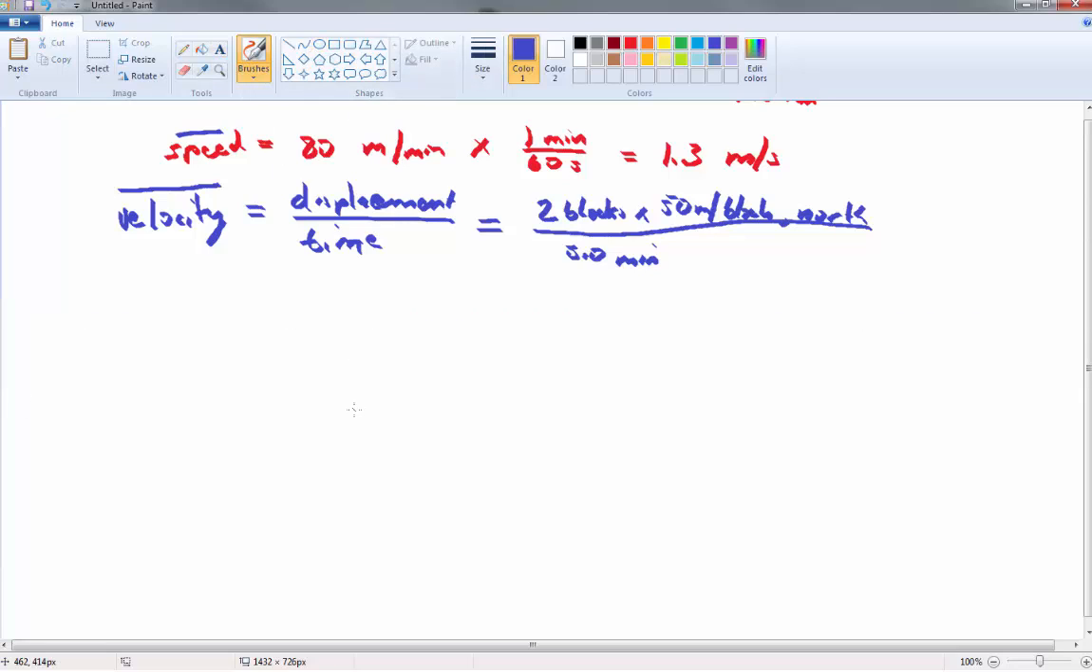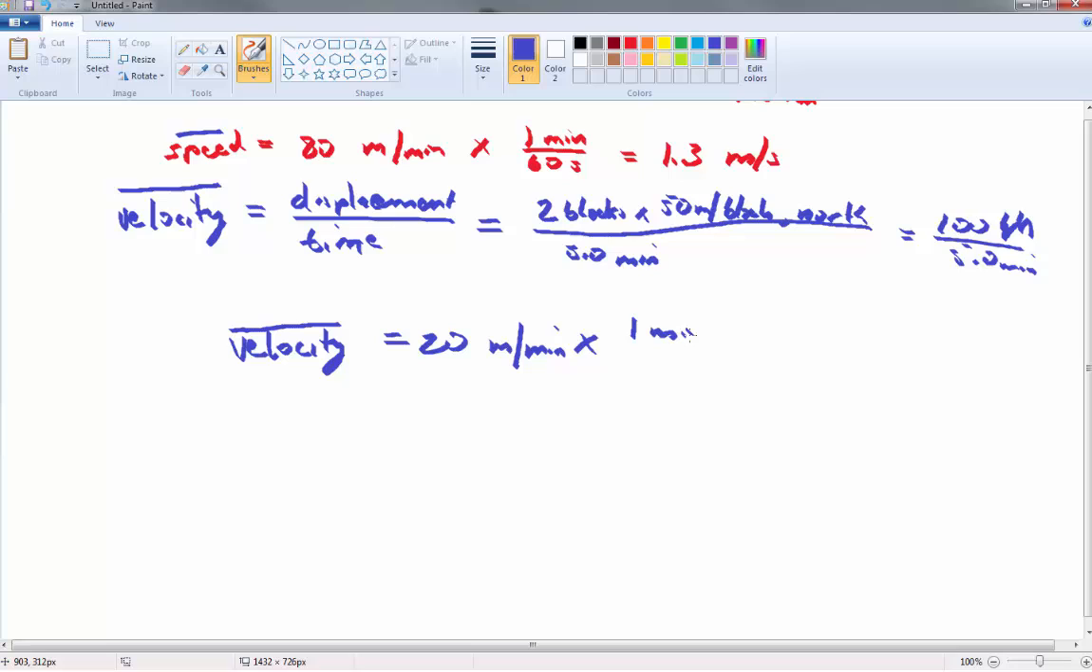And 100 blocks per 5 minutes is, or excuse me, 100 meters per 5 minutes is also the same thing as 20 meters per minute. So your average velocity here is 20 meters per minute, and then you can convert that again by multiplying through by 1 minute per 60 seconds. So 20 divided by 60 is a third, so you'd end up with 0.33 meters per second.